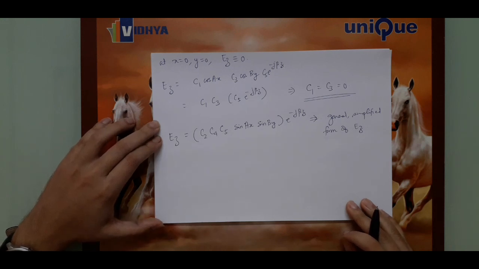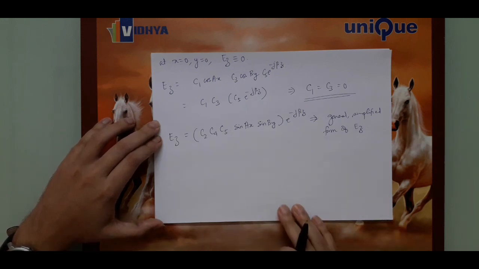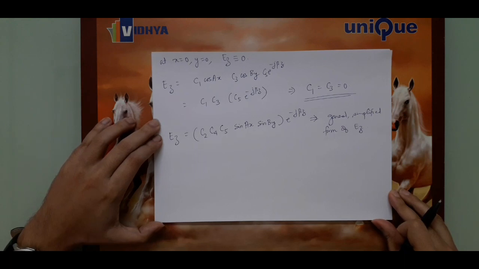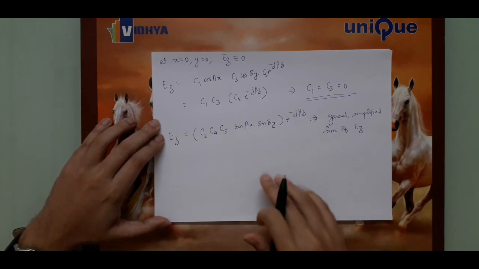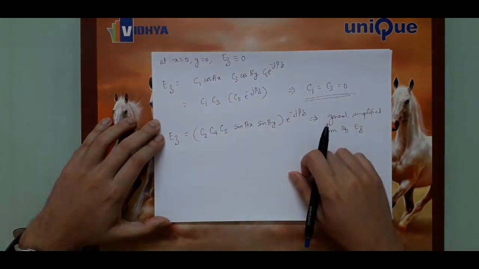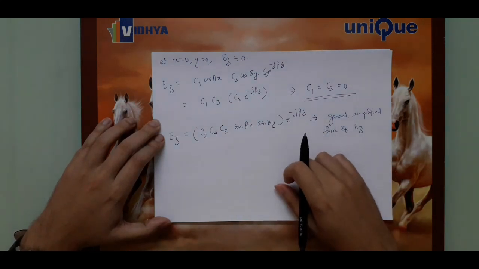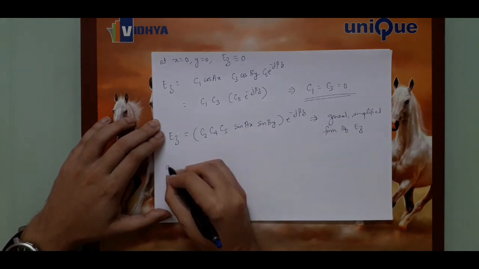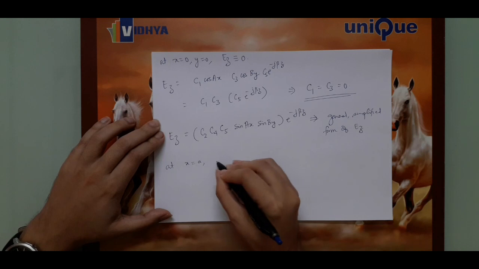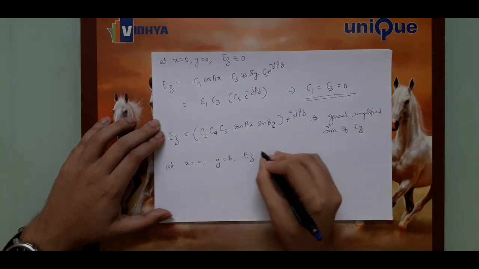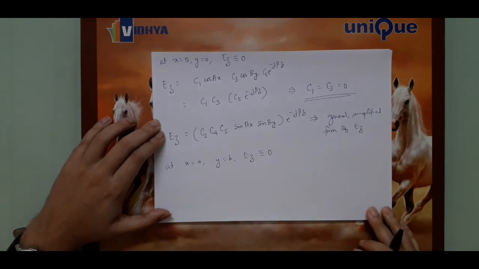Now, are we forgetting something? Are we forgetting something? Yes, we are. We are forgetting about what will happen at x equal to a and y equal to b, where we can apply the second set of boundary conditions. So at x equal to a and y equal to b, again we need to have the Ez dying down to 0.